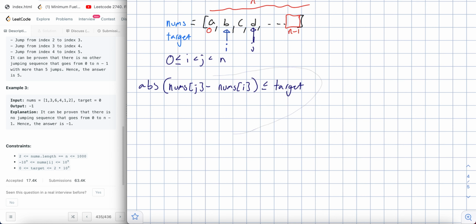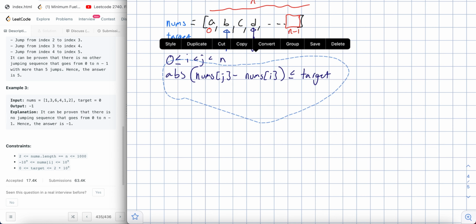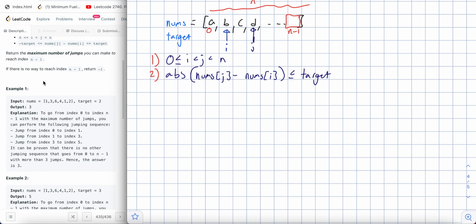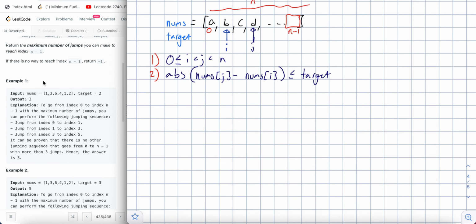Not where they need to be, but where they can live for now. Okay. And this is condition 1, this is condition 2. Okay. So let's go through an example.